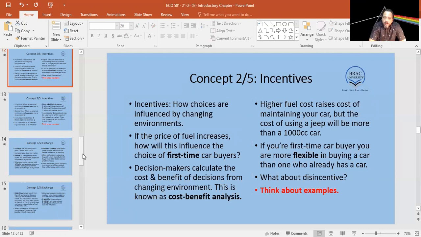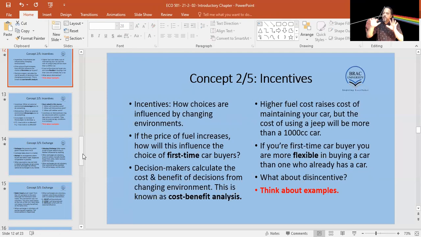How will this change influence first-time car buyers? Look, we've made it a highlight over here, first-time car buyers. If I already have bought a car, or I already have 2 cars, then I've already made a decision in the past. So I will be less flexible than a person who has not made a decision at all. So the price of fuel increases, and this price will stay like this for, say, another 1 year or 2 years. The government has declared.